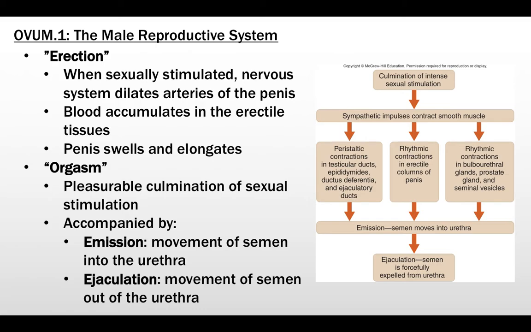So emission is when the semen loads into the urethra, like just below it. It's when it moves towards it. And then ejaculation is when it leaves the urethra, hoping to find an egg to fertilize.